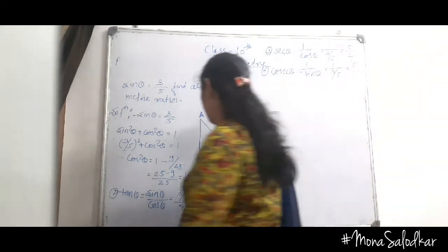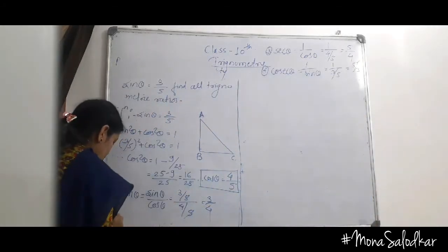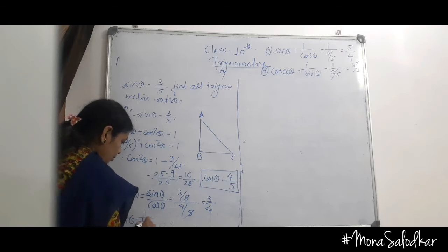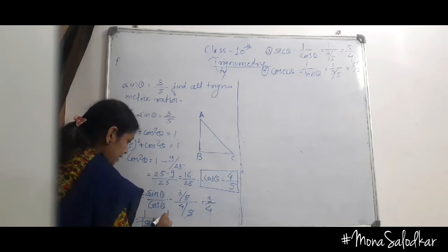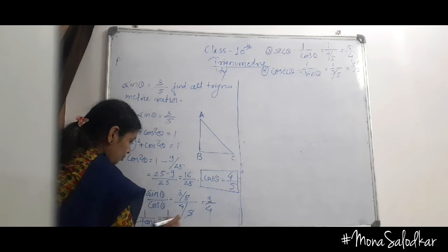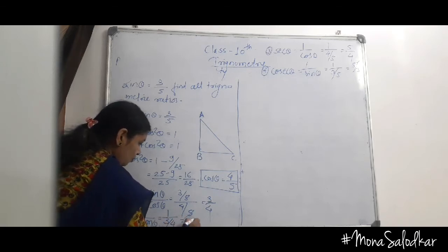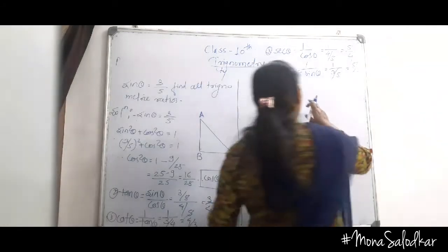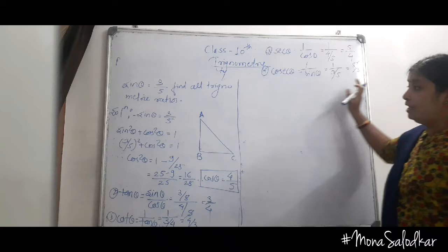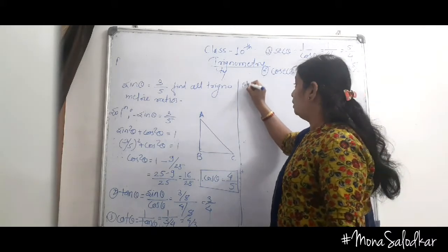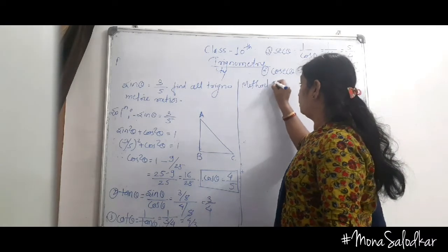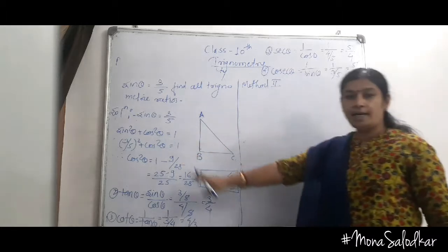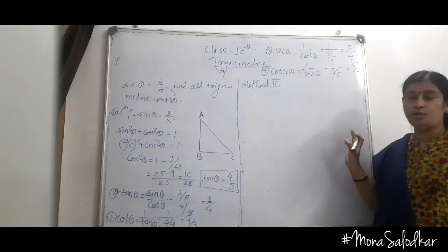And next you have to find out cot theta. Now cot theta is 1 upon tan. Tan is 3 upon 4, and therefore cot is how much? 4 upon 3. Cot is 4 upon 3, sec is 5 upon 4 and cosec is 5 upon 3. It is the simple method to find the trigonometric ratio. By using identities, you can easily find the trigonometric ratio.